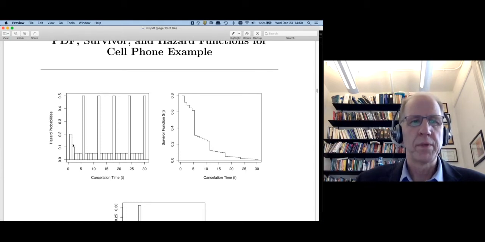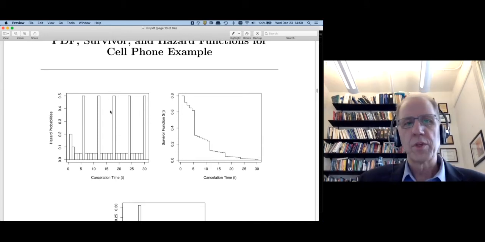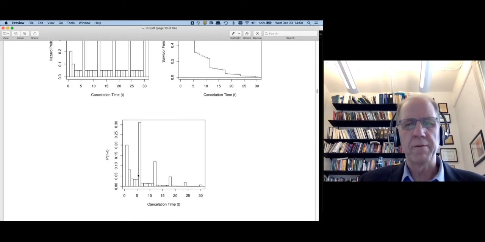At period 1, there's a 20% chance I lose you. Period 2, there's a 10% chance. Thereafter, there's a 5% chance I lose you unless it's a multiple of 6 when you're out of contract, and then there's a 50% chance that I lose you. So what you should notice about this is the conditional probabilities are all at 50% versus the PMF.